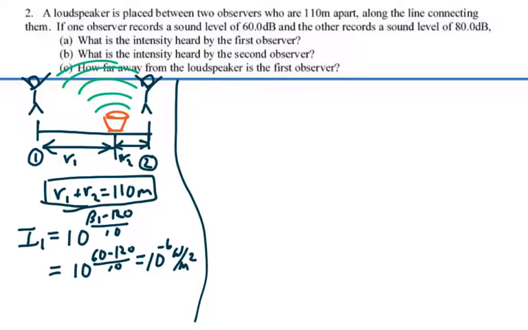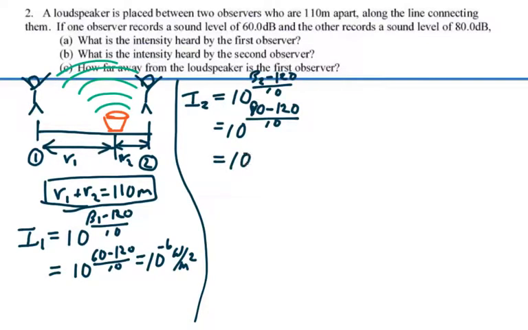Nice to know, and we can do the same thing with finding the intensity of observer number 2. That's going to be 10 to the beta 2 minus 120 over 10, which is going to be 10 to the 80 minus 120 over 10, which would be 10 to the minus 4 watts per meter squared.